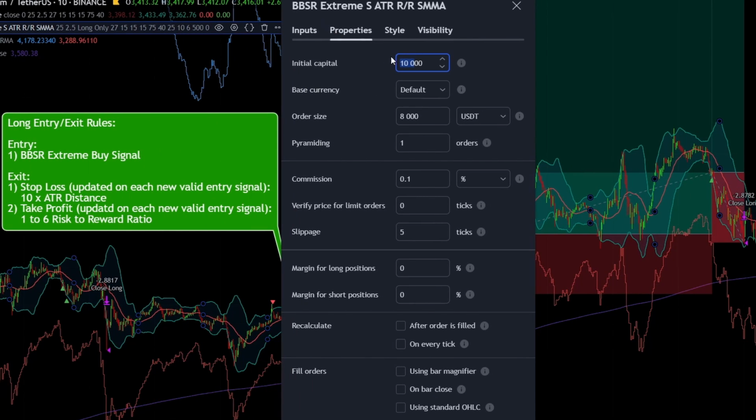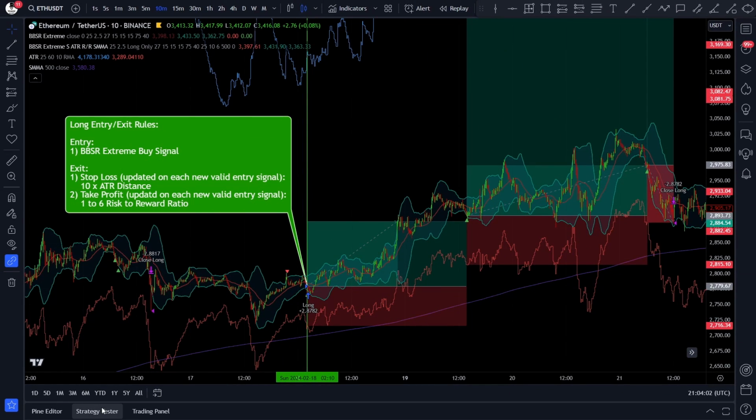For the backtest, I am using a $10,000 capital with an $8,000 position sizing on each trade. I only allow one trade at a time. My commission is set to 0.1% and the slippage is set to 5 ticks. And let's see the backtest results.